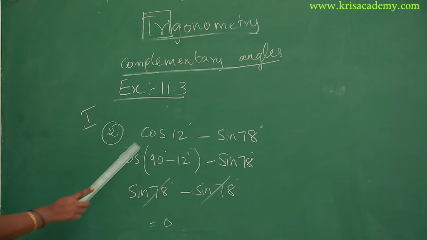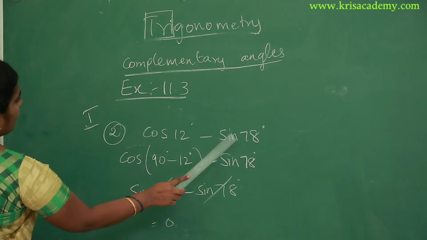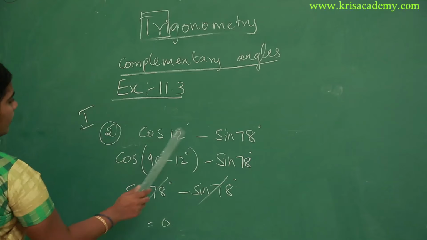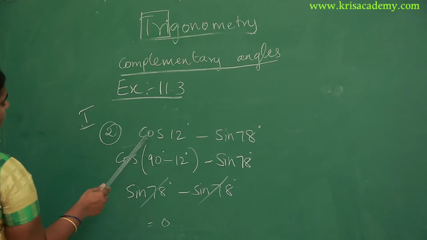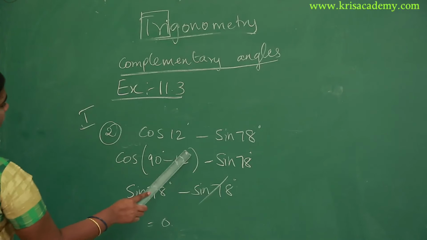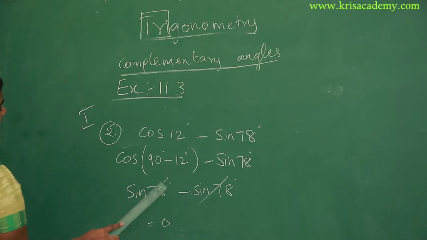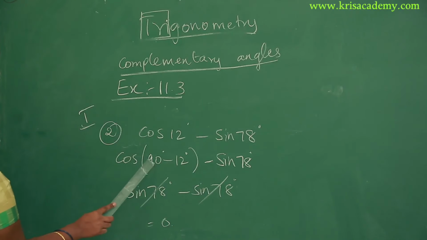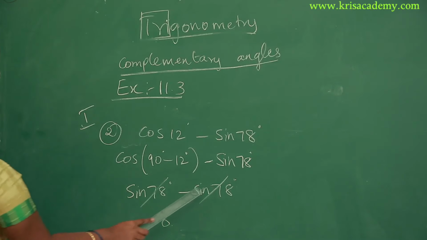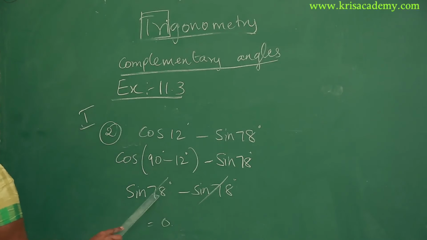Second problem, cos 12 degrees minus sin 78 degrees. Here also either you can convert first value complement or second. So it's better convert first one. So cos 90 degrees minus 12 degrees. 90 degrees minus 12 degrees is 78 degrees. Cos 90 complement is sin. So cos 90 complement is sin, 90 minus 12 is 78. So plus sin 78 degrees minus sin 78 degrees both will get cancelled. So the answer is 0.